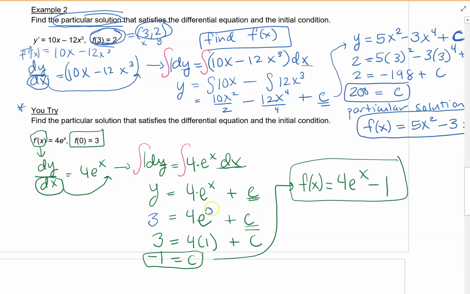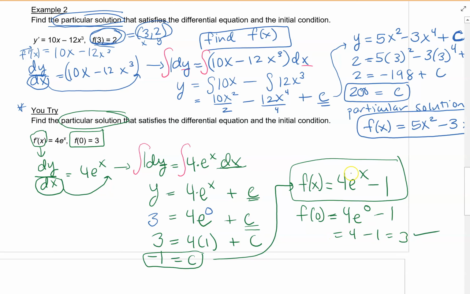So I plugged in 0 for x here and then 3 for y. e to the 0 is 1, so this is just 4 times 1, and then if I subtract that from 3, I get negative 1. So my constant was negative 1. So that means my particular solution, the thing they were asking me to find, would be 4 times e to the x minus 1. What that means is this is the function where if I plug in 0, I get 3, right? Because that'd be 4 minus 1 equals 3.